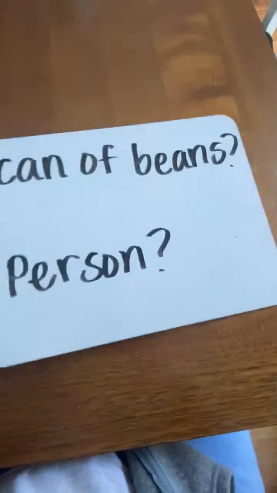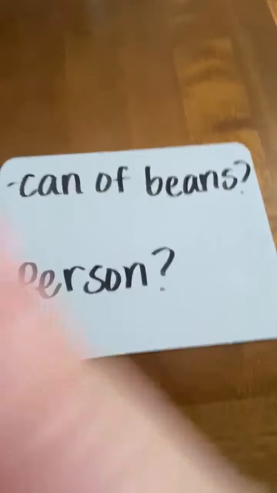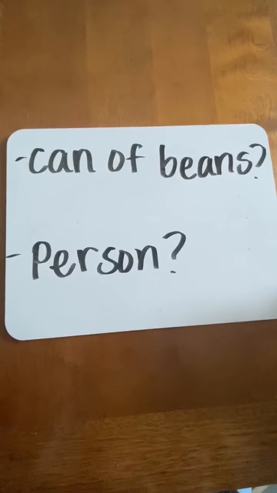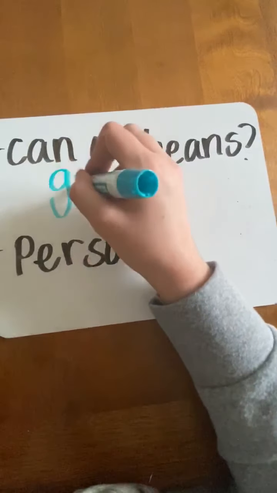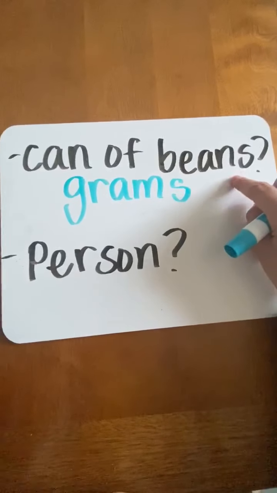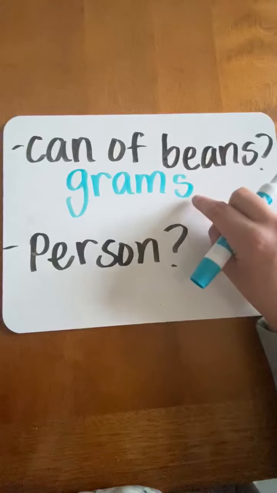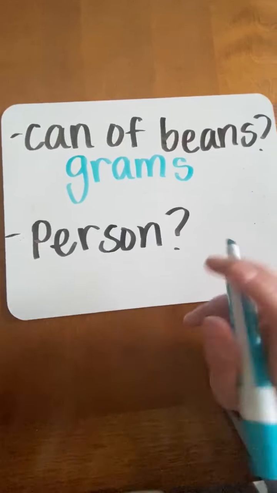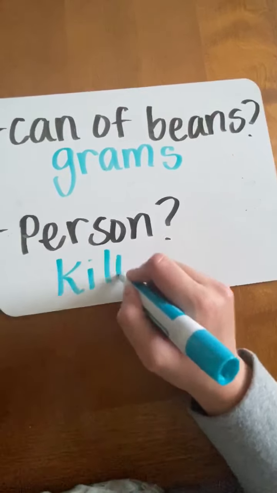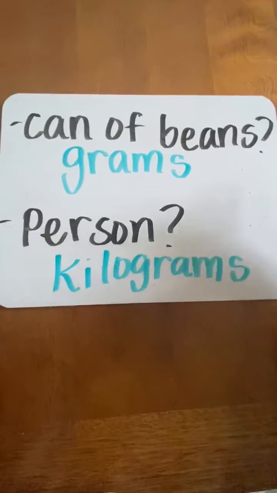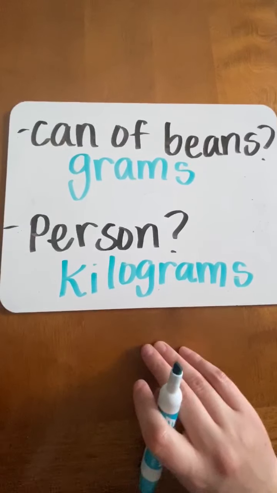So if I was measuring a can of beans, what would I use to measure a can of beans? Am I going to use kilograms or grams? Here I would use grams. Remember, grams are smaller. So if I'm going to measure something small, such as a can of beans, I'm going to want to use the smaller unit. If I was measuring a person, if I want to know how much you weighed, I would probably choose to use kilograms. It is something larger, has more mass or more matter, so I want to use the larger unit.